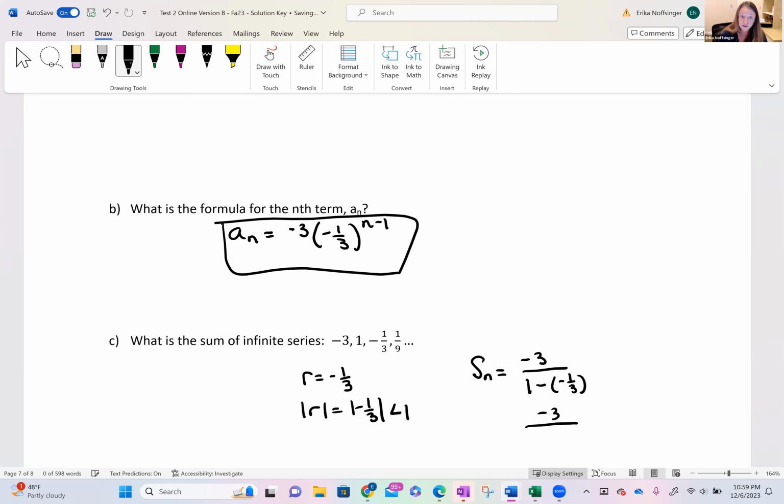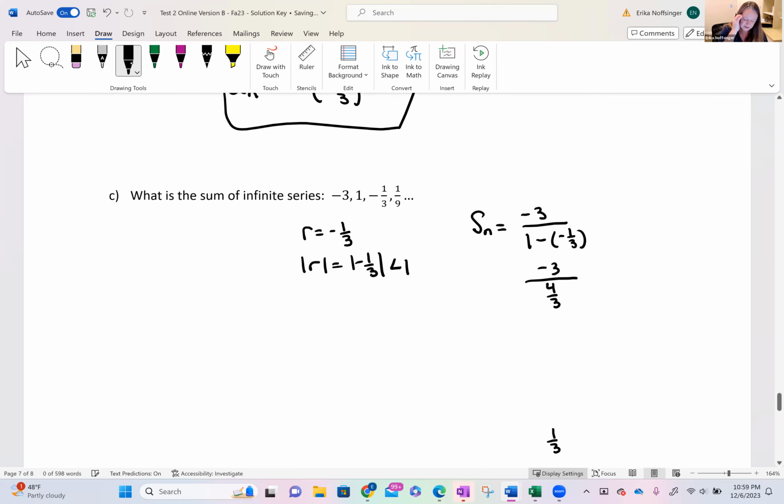So I have -3 all over 3/3 plus 1/3. 3/3 plus 1/3 is 4/3. But we have -3 divided by 4/3, so times the reciprocal 3/4. And so this is going to give me back -9/4.